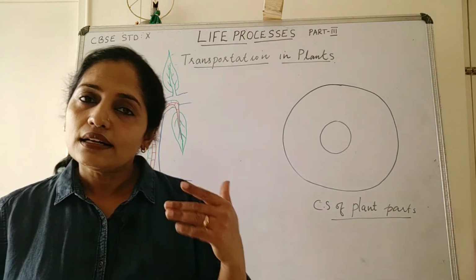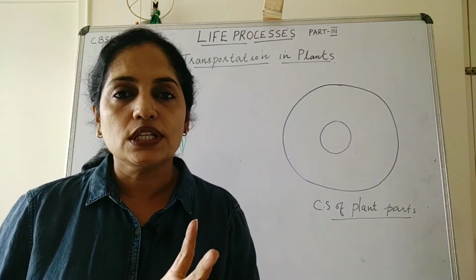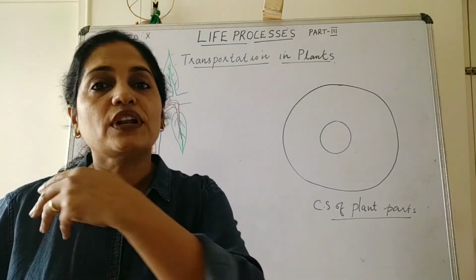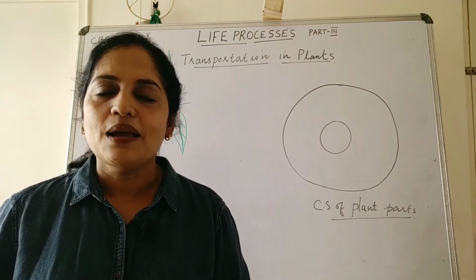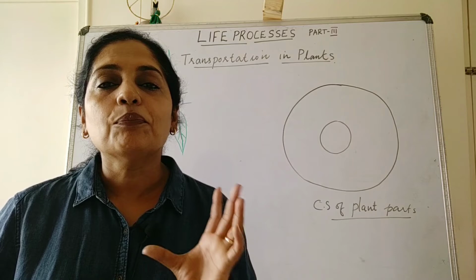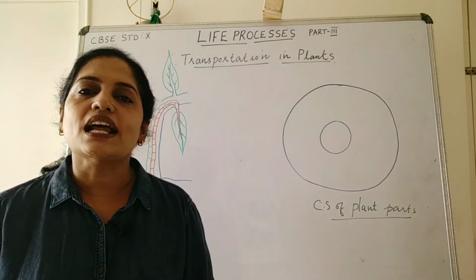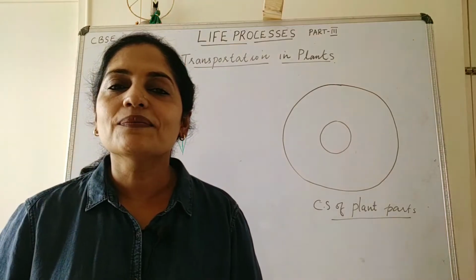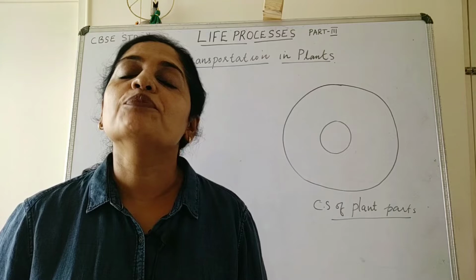In the same way, the prepared food during the process of photosynthesis should be transported to different parts of the plant. For this transportation, plants need a proper transport system. Which is the transport system in a plant? That is xylem and phloem tissues.